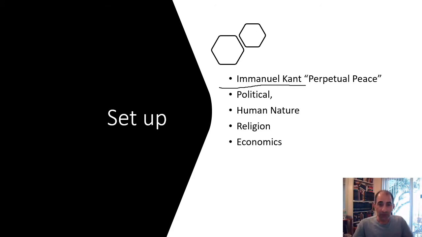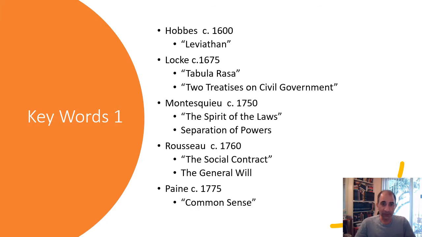So we're going to start by going through the first two: human nature and political kind of go together, and so we'll group a little of those together. But let me start with the big political ideas that come out of the Enlightenment, and then we'll work our way through the rest of this. So these are the key words for our political figures, right? And so we're going to go through them: Hobbes, Locke, Montesquieu, Rousseau, Paine.